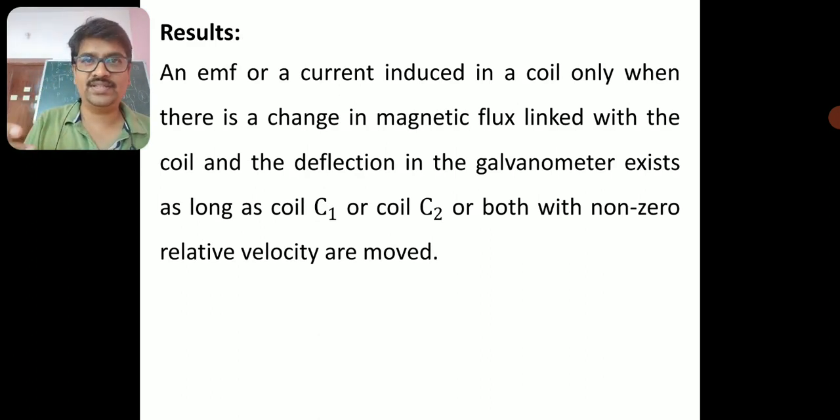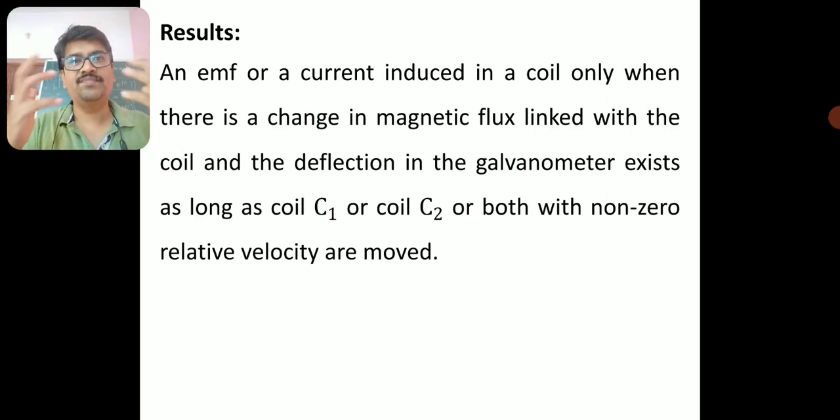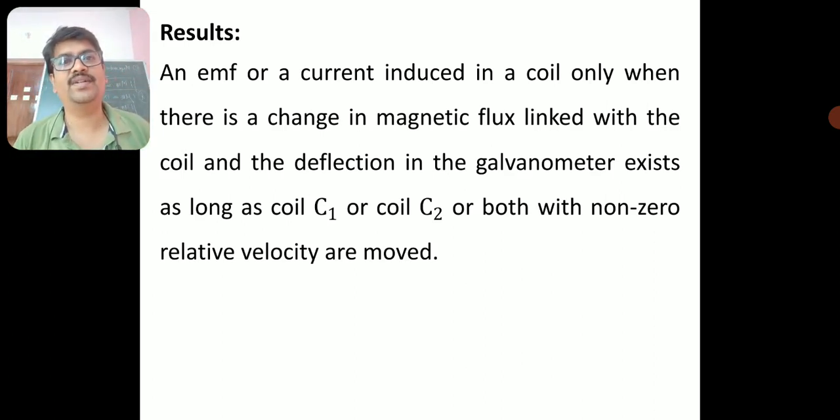So deflection exists as long as the coils C1 and C2 are in relative motion. If relative motion once ceases, then you cannot expect any current, any deflection in the galvanometer. That was the result. The same old result I got in the first experiment, I am getting here also. It clearly says that if there is a change in the flux, definitely there is some EMF or a current induced in the coil.